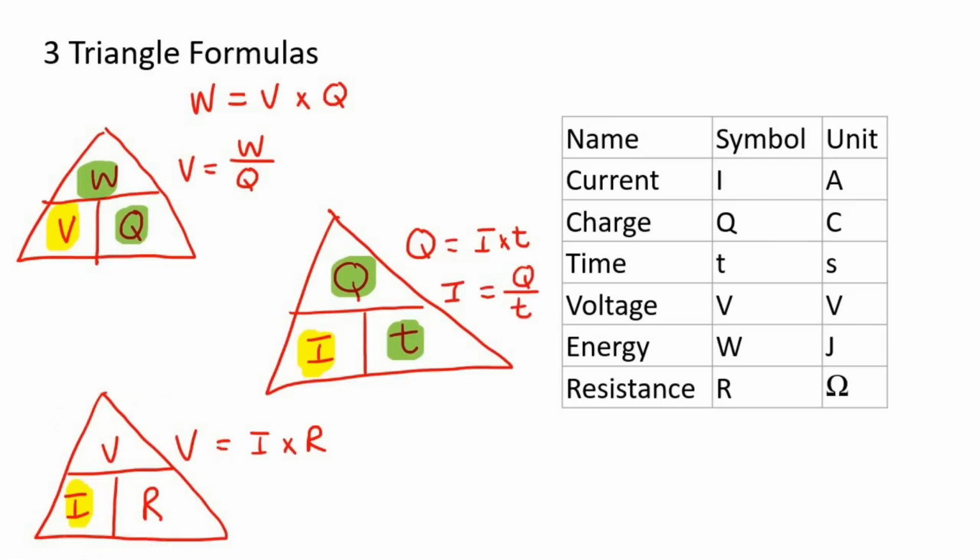And then try this one. So here the V is at the top and the R is at the bottom. So you'd say I is equal to V over R. Okay, I hope you guys are good so far.